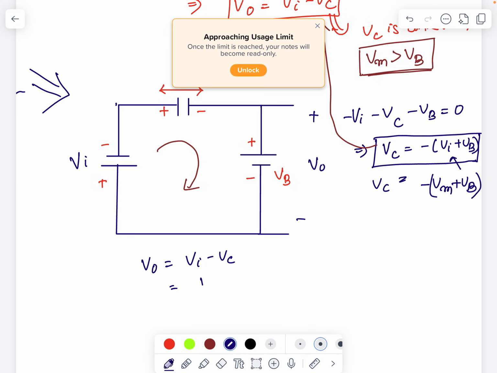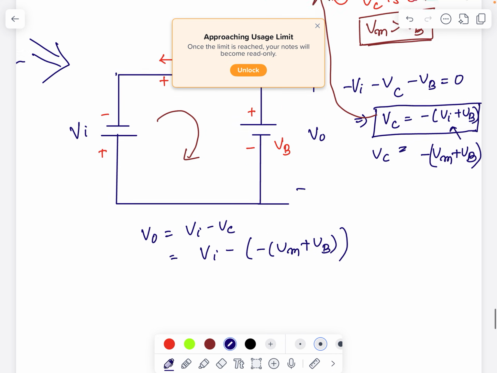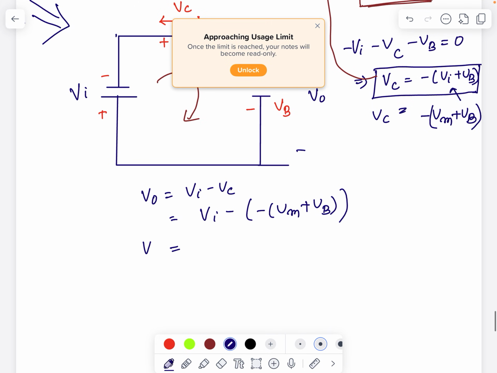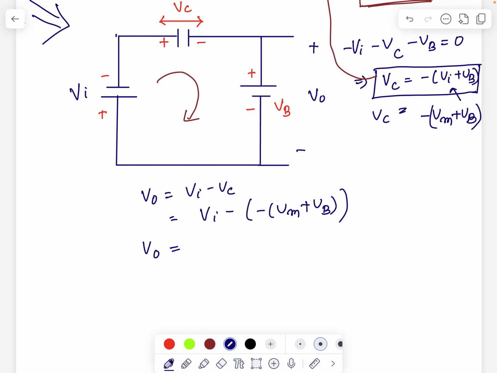Okay, so I'll write down Vi minus of minus Vm plus Vb, minus of Vm plus Vb. So I'll get V0 equal to Vi plus Vm plus Vb. This is our output voltage equation.